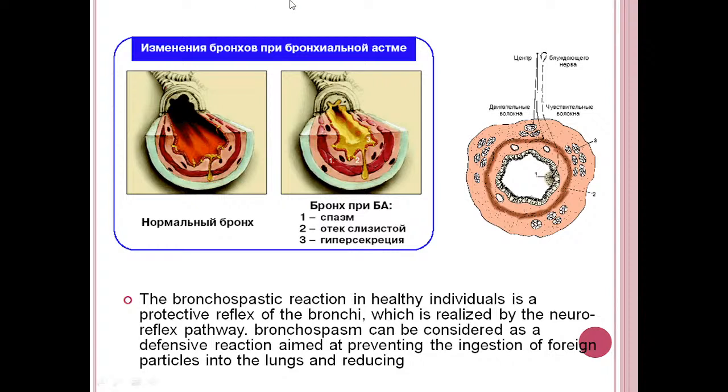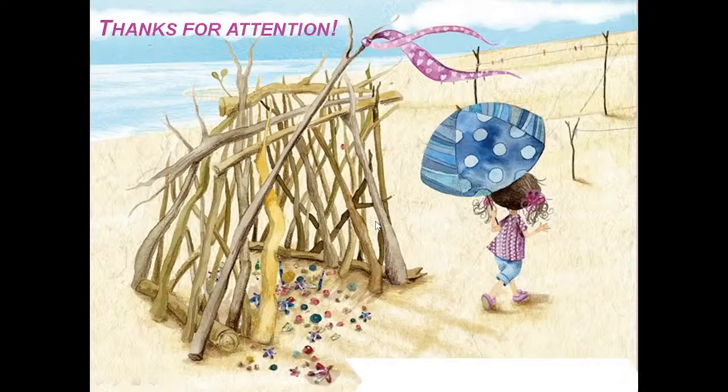Once again, we're talking about changes in bronchial asthma. You see these changes with the sputum in bronchial asthma.